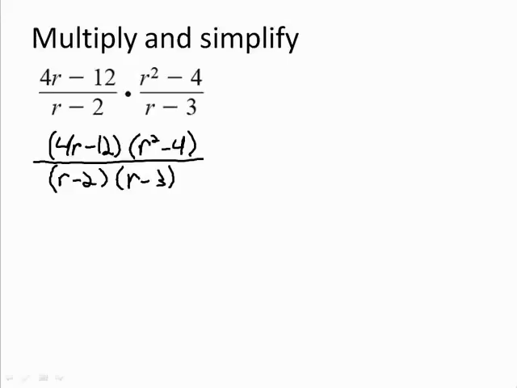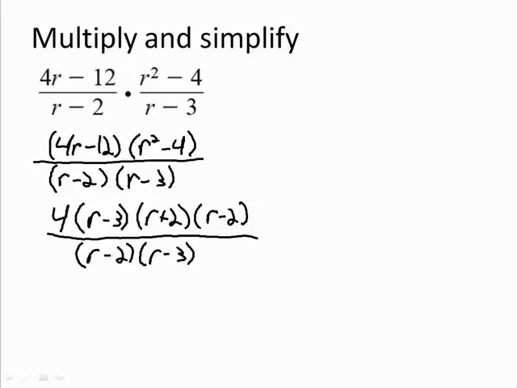Factor r squared minus 4 and factor a 4 out of 4r minus 12. 4 times the quantity r minus 3 times the quantity r plus 2 times the quantity r minus 2 divided by the quantity r minus 2 times the quantity r minus 3. The r minus 2's cancel out, and the r minus 3's cancel out. This leaves you with 4 times the quantity r plus 2. This expression has to have the same domain as the original expression.